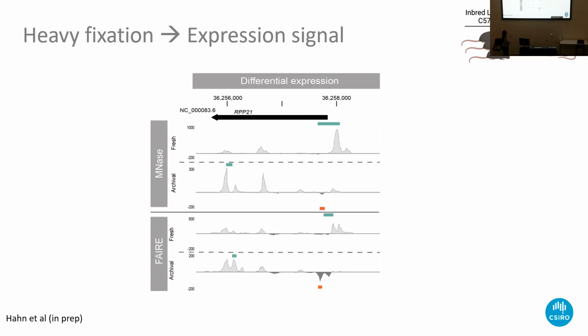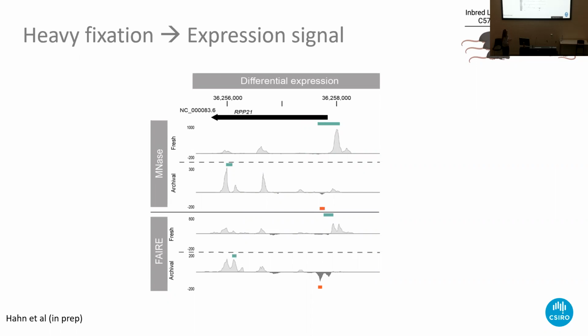In our fresh tissue, treated with micrococcal nuclease, this is the gene that is most differentially expressed between these two populations. Upstream of that gene, MNase gives you a nice positive enrichment, with the lab mice enriched relative to our wild mice.